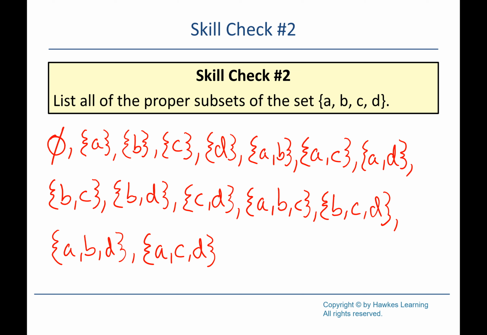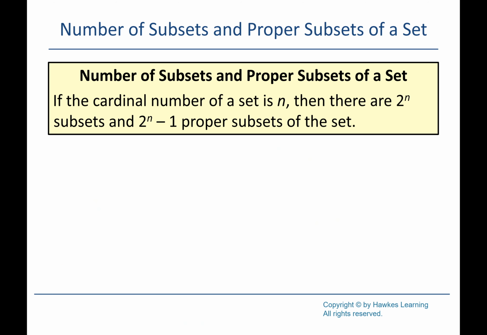So what's our pattern? It's not super easy to pick up on doing proper subsets especially, but let's look at it. All right, so this says if our cardinal number is n, so we have n elements in a set, then the pattern's a little bit easier to pick up on if you're looking at just subsets. We're going to have 2 to the power n subsets.